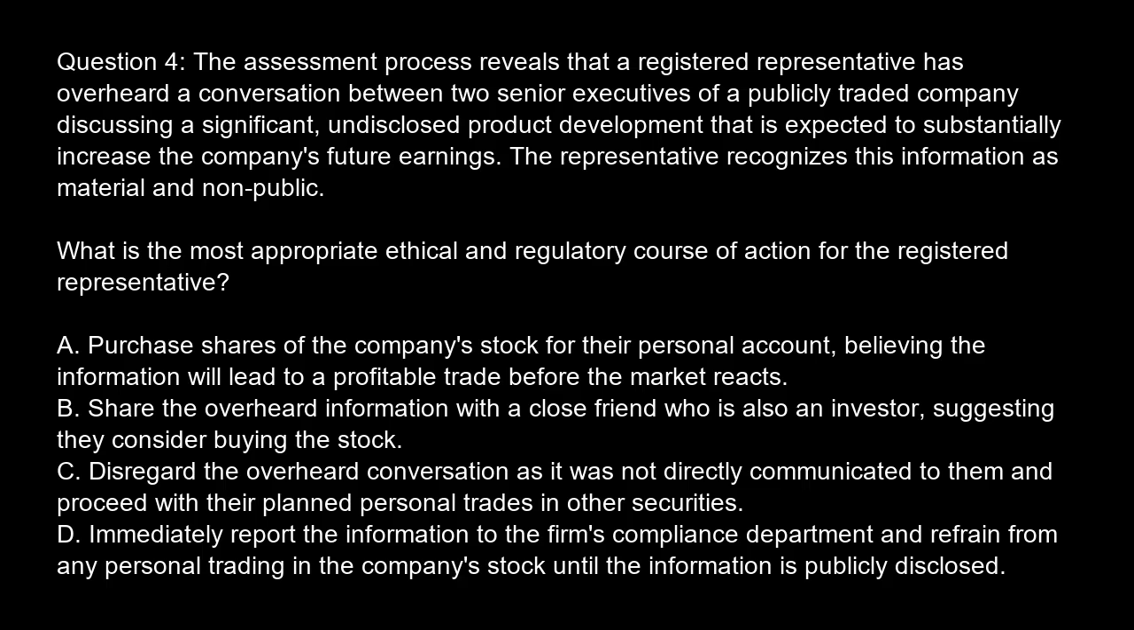Option A. Purchase shares of the company's stock for their personal account, believing the information will lead to a profitable trade before the market reacts. Option B. Share the overheard information with a close friend who is also an investor, suggesting they consider buying the stock. Option C. Disregard the overheard conversation as it was not directly communicated to them and proceed with their planned personal trades in other securities. Option D. Immediately report the information to the firm's compliance department and refrain from any personal trading in the company's stock until the information is publicly disclosed.